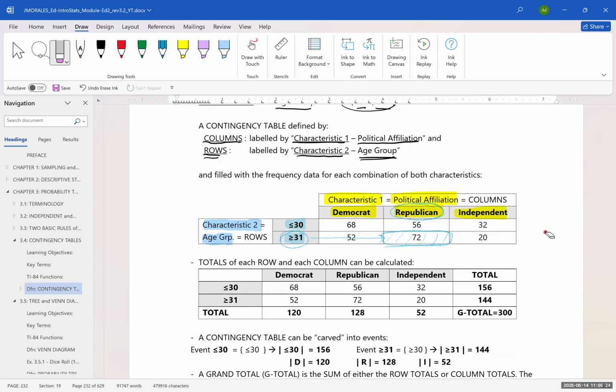We can take the political affiliation of being a Democrat and figure out how many people in a sample of 300 registered as Democrat just by adding everything in the column. If we add 68 and 52, we get a total of 120. For Republican, we add 56 and 72, and we had 128 people register as Republican. For registering as an independent, we had a total of 52. If we've done the addition correctly, these political affiliation totals should give us the sample size. 120 plus 128 plus 52 does add up to 300.